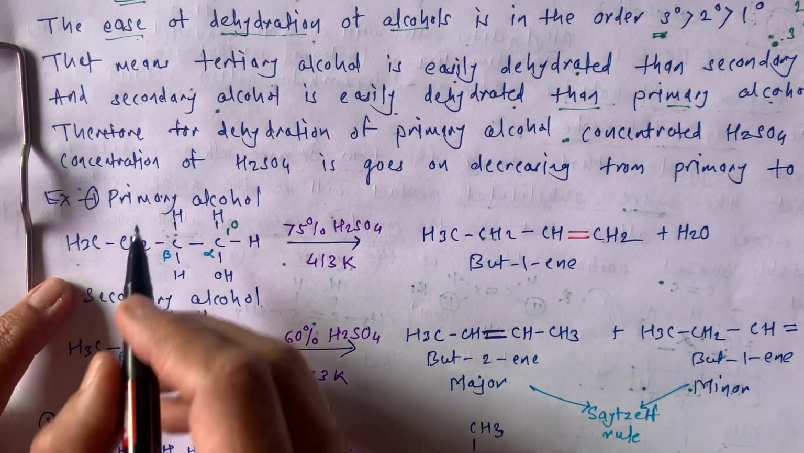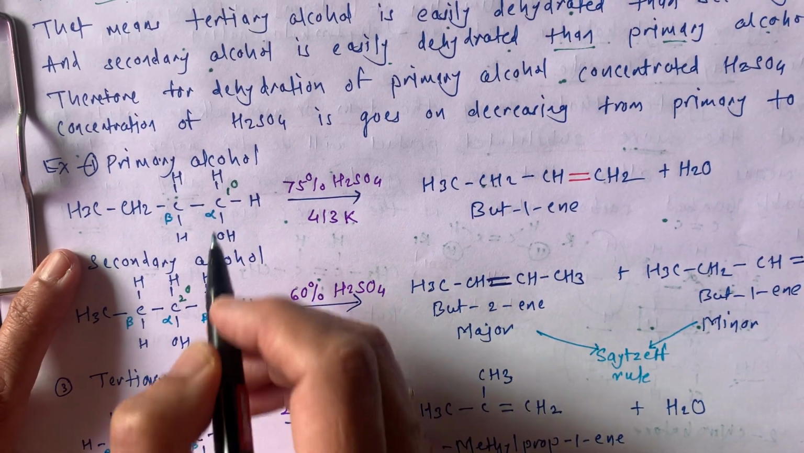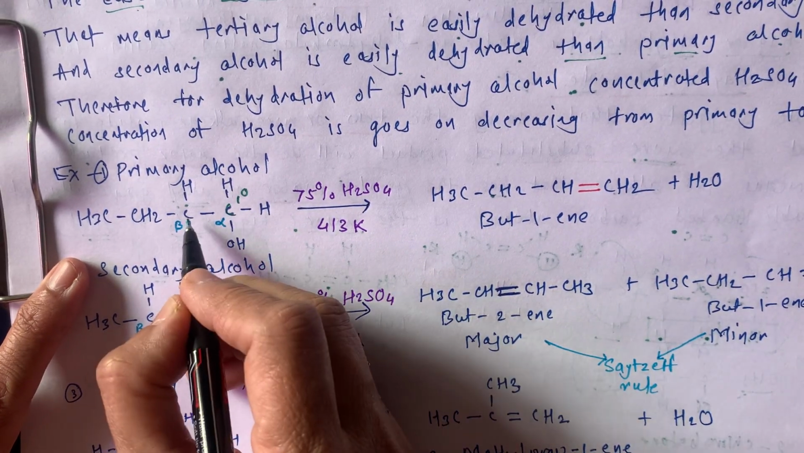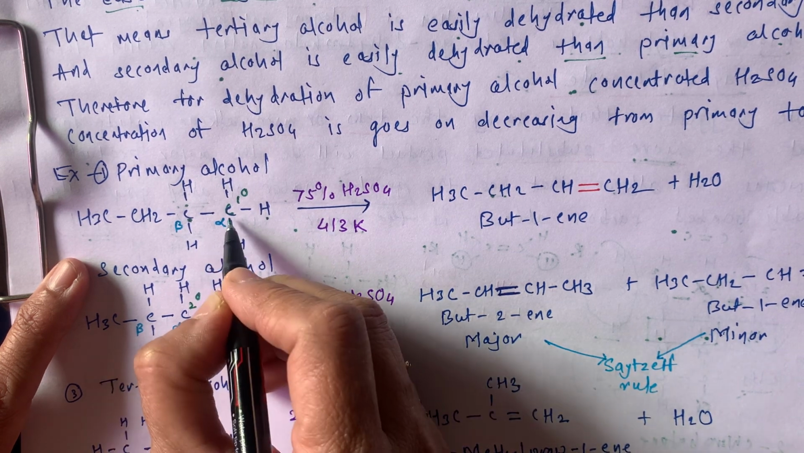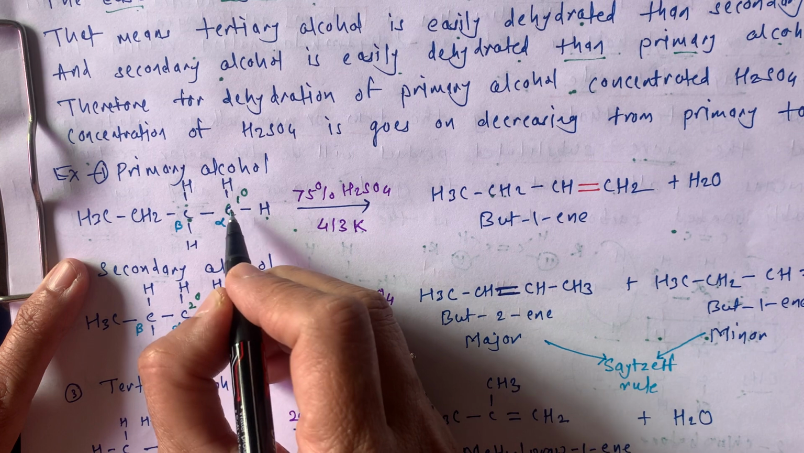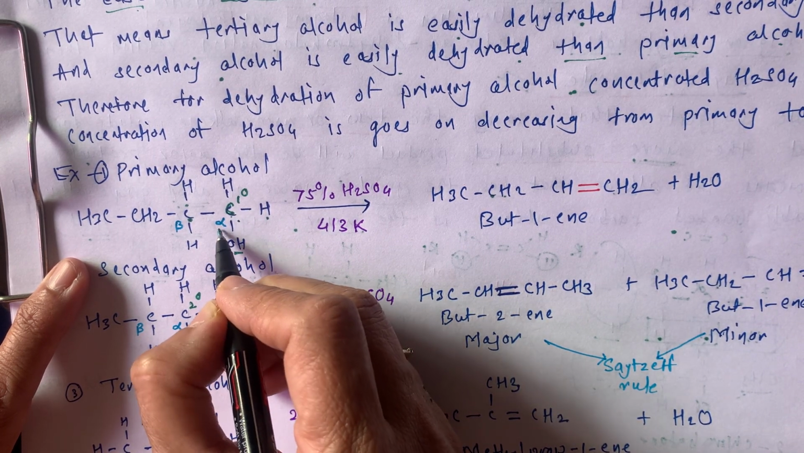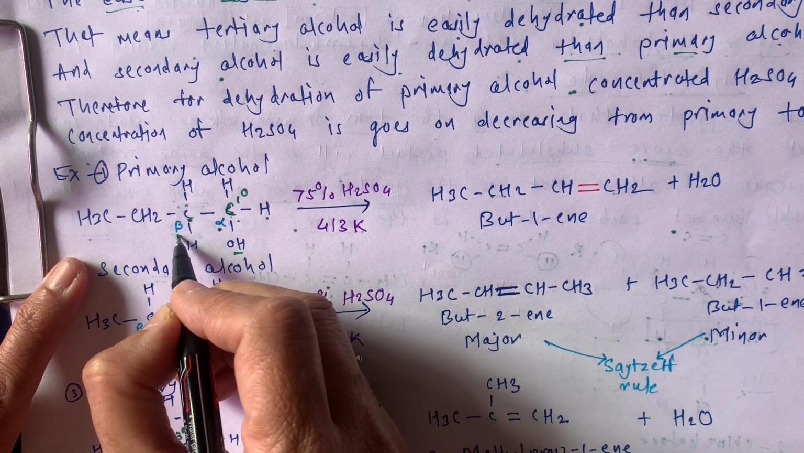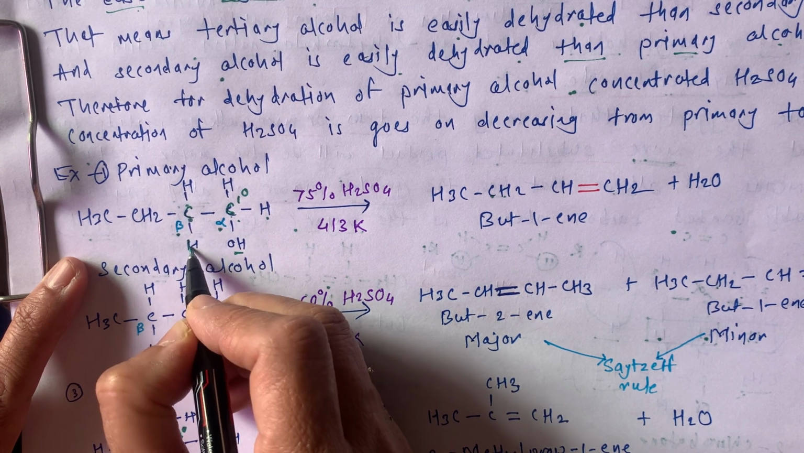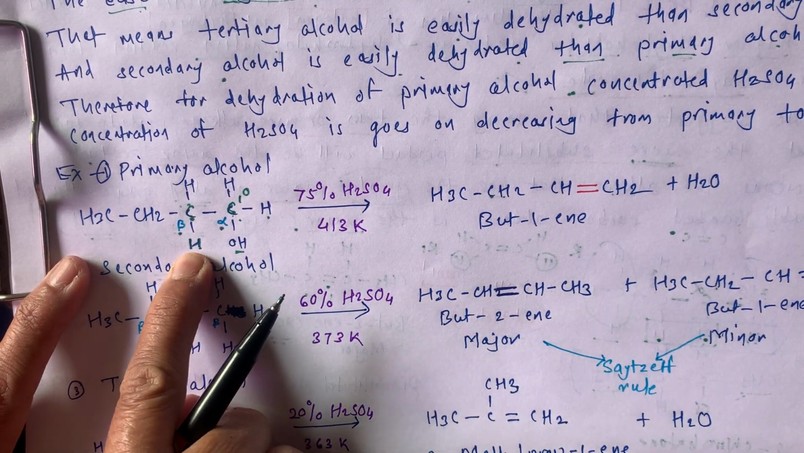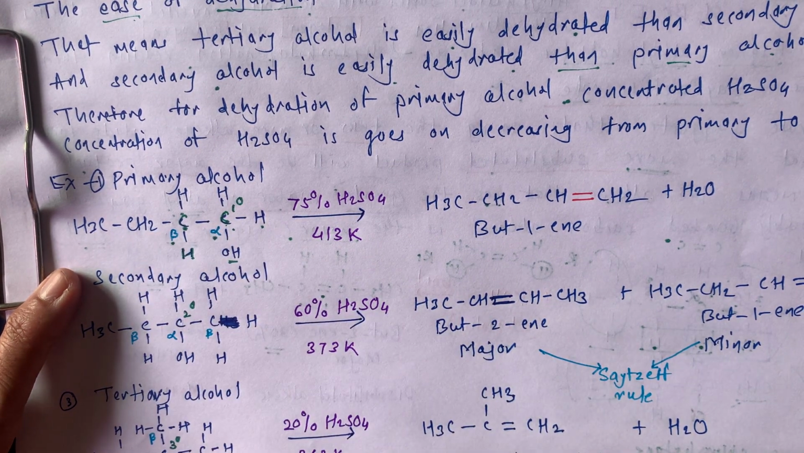Okay, see here, this is a primary alcohol. This carbon is attached to only one other carbon; here there is no carbon, here it is hydrogen. So this is our primary carbon. Now to this carbon OH is attached, so we mention this as the alpha carbon, and next to that this carbon is the beta carbon, and this H attached to the beta carbon is going to be eliminated. So this is beta elimination, or 1,2 elimination.